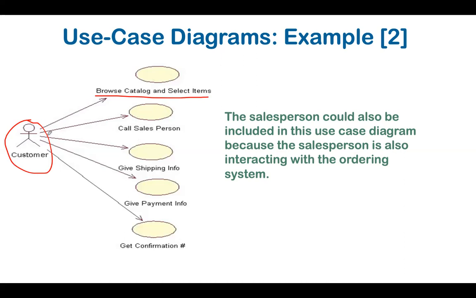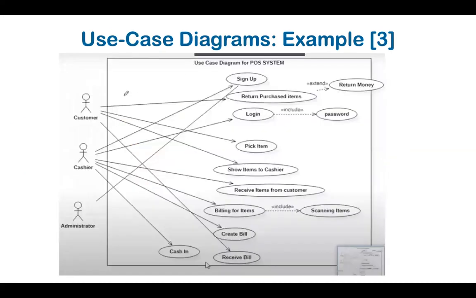You get. So now, all of these are relationships. That is why you see that it is the customer who has to browse the catalog, selects what? Selects the items. What else they have to do on the system is to call the salesperson, to give shipping information, give payment information, as well as get confirmation. So the salesperson could also be included in this use case diagram because the salesperson is also interacting with the ordering what? System.